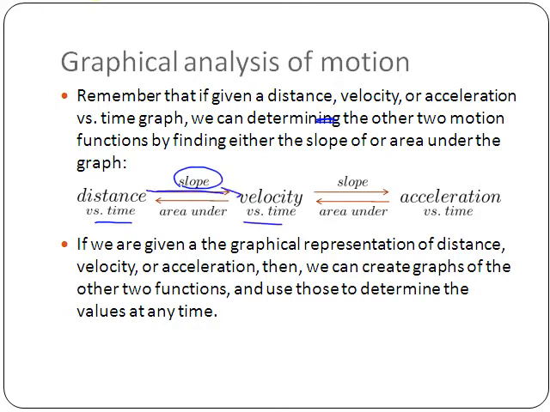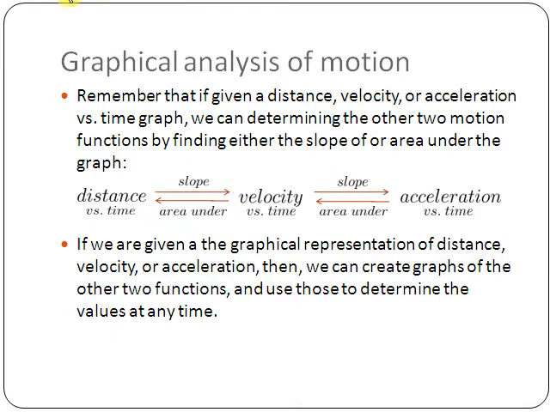Now, if we have a velocity versus time graph, if we were to take the slope of that, that would give us the acceleration versus time graph. But if we wanted to find the distance versus time graph from our velocity versus time graph, we'd have to take the area underneath our velocity versus time graph, and that will give us the distance versus time graph. And that's basically what we have right here. So in general, if we're given the graphical representation of a distance versus time, a velocity versus time, or acceleration versus time graph, we can then use that to create graphs of the other two functions, either by finding the slope if we're moving to the right, or by finding the area underneath that graph moving to the left. And we can use those to determine the values at any time.